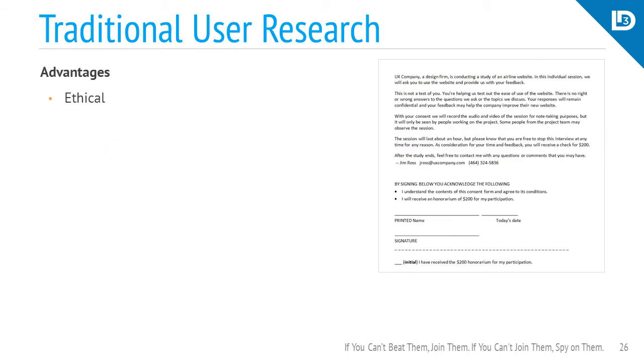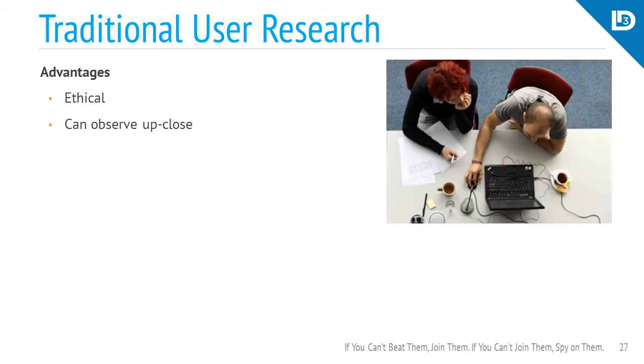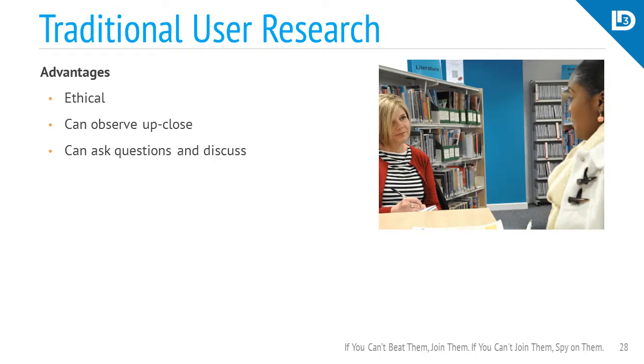The advantages of traditional user research are that it's highly ethical because you're getting informed consent. You're telling the participants what's involved and making sure that they consent to be part of the research. You can observe things up close, which is why it's often used in user experience, because we're often looking at how people are using computer interfaces or mobile interfaces. You can ask questions and discuss things with people and have them think aloud and tell you what they're thinking. So you can understand a lot about why people do what they do, and you can ask questions about them.